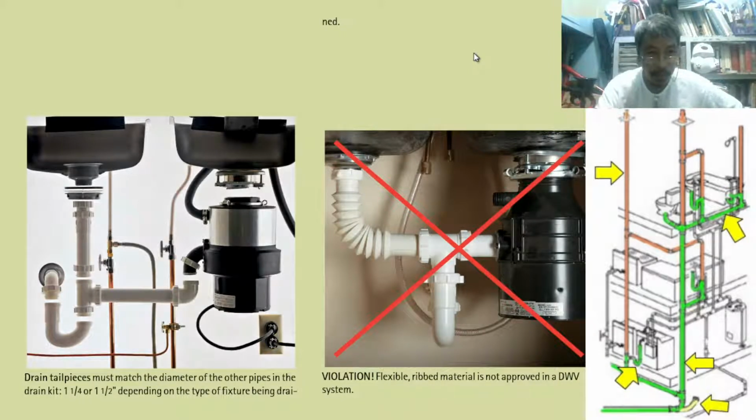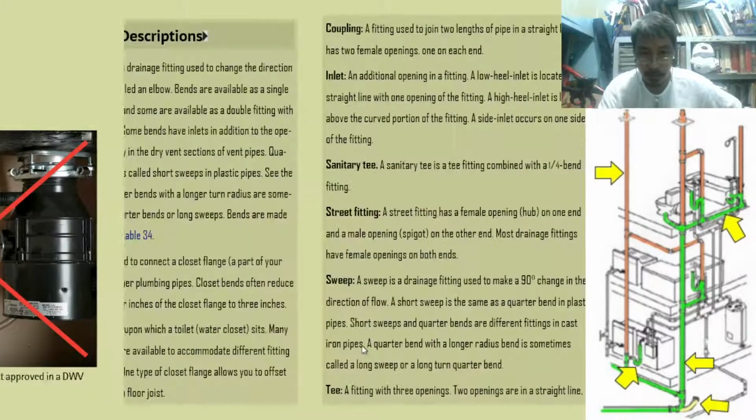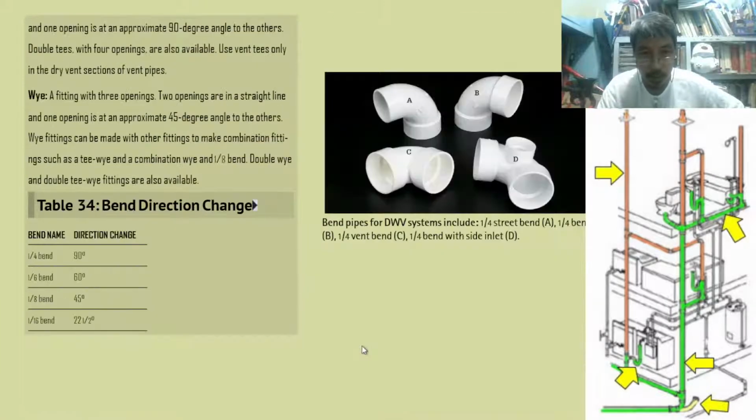So what do we mean by tailpiece? This is the tailpiece. This tailpiece must match the other pipes in the drain kit. Next we have Y. What do you mean by Y? A fitting with 3 openings also.